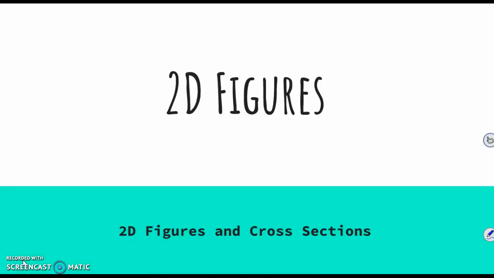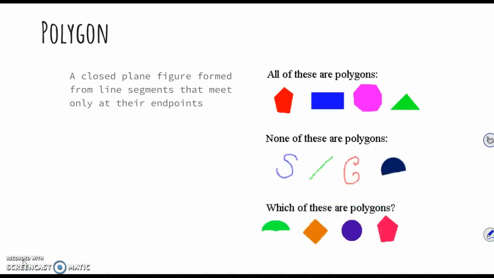Today's lesson is on two-dimensional figures. Let's begin by reviewing what a polygon is. A polygon is a closed plane figure formed from line segments that meet only at their endpoints.